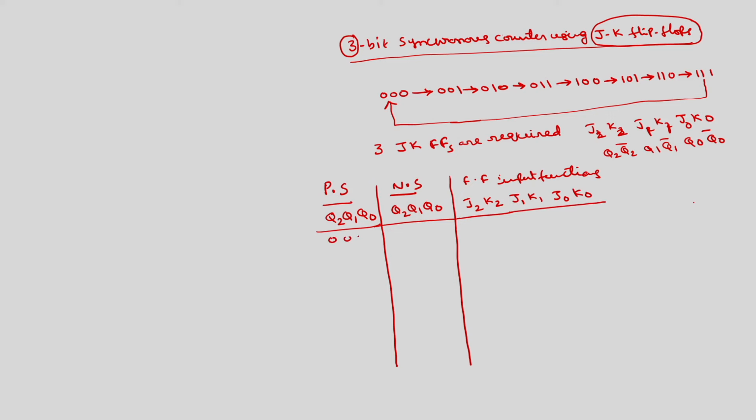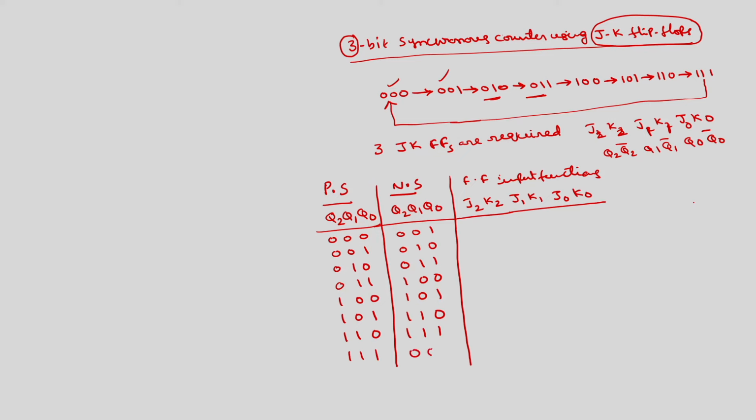So, for 000 present state, after the clock signal 001 is required. If the present state is 001 itself, the next state is 010. So, like that for 010, 011, 011, 100, 100, 101, 101, 110, 110, 111, and for 111, 000.